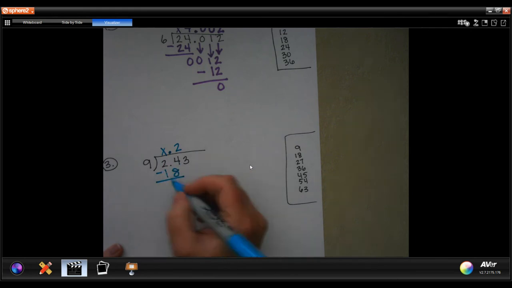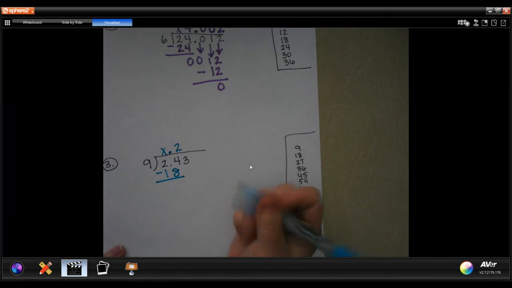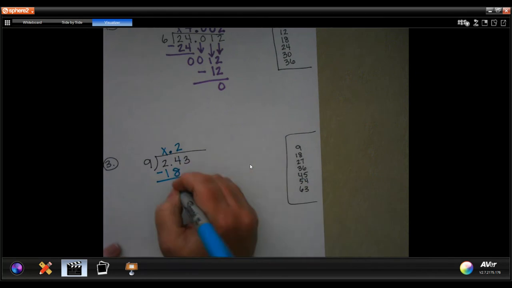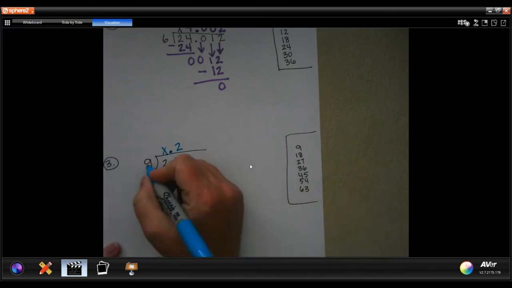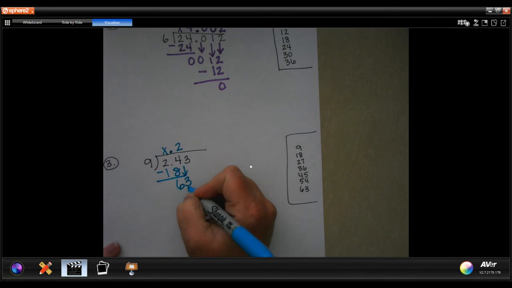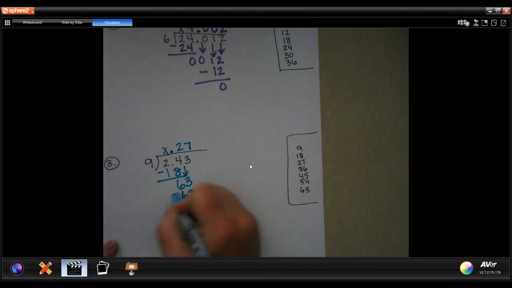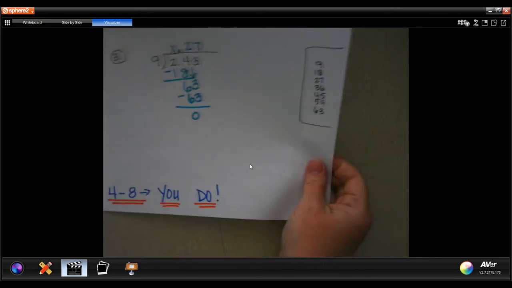2 times 9 is 18. I could do all the borrowing and stuff, or I could just subtract on my fingers or in my head, 24 minus 18, or count from 18 up to 24. It's going to be 6. 6 is smaller than 9, so I'm going to bring down my 3. 9 goes into 63 7 times. 7 times 9 is 63. Subtract, get 0. Done with number 3.